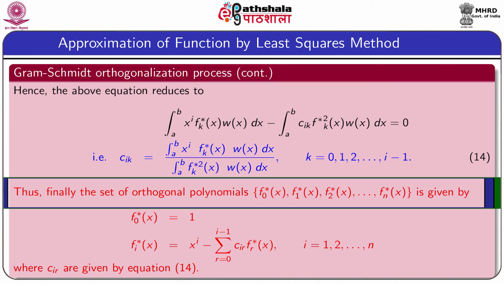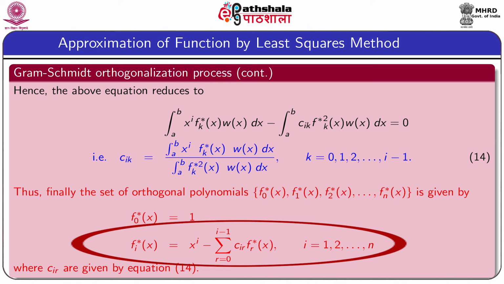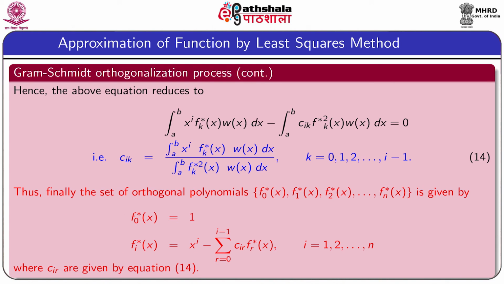Thus, finally the set of orthogonal polynomials f0*(x), f1*(x), f2*(x) up to fn*(x) is given by this set of polynomials. The first one is 1, and the second one and all other terms are obtained by this formula: fi*(x) equal to x to the power i minus summation over r equal to 0 to i minus 1 of cir into fr*(x), where cir are determined from equation 14. So, this is the general formula to obtain a set of orthogonal polynomials by the Gram-Schmidt orthogonalization process.